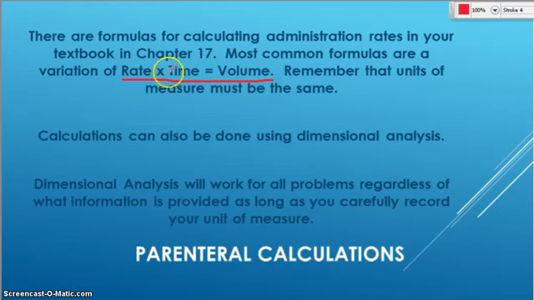Whenever we use that formula, we have to make sure that our units of measure are the same. So in other words, if my rate is in milliliters per hour, my time must be hours, my volume must be milliliters. So everything in here has to match, basically. The other thing that you'll be presented with in Chapter 17 is something called dimensional analysis. And dimensional analysis works for all of your problems, regardless of what information is provided, as long as you are careful with your units of measure.